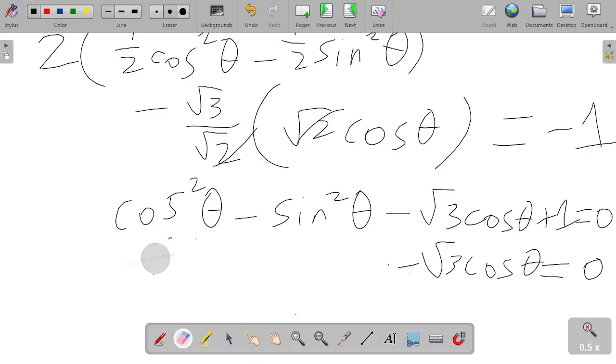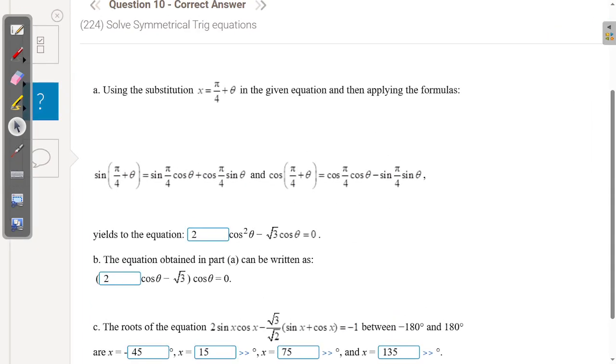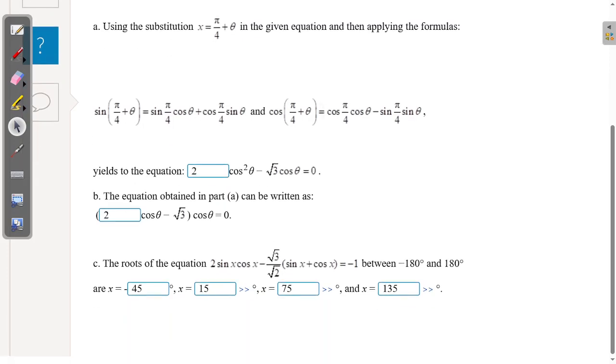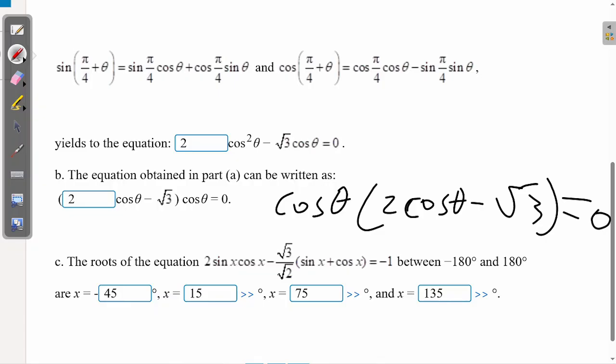And then what's the final answer? You get 2 cosine squared theta minus radical 3 cosine theta equals to 0, which is the answer here. Okay, we're not done. We have to solve this equation. So then you can factor the cosine out, so you get cosine theta, bracket 2 cosine theta minus radical 3 equals to 0.